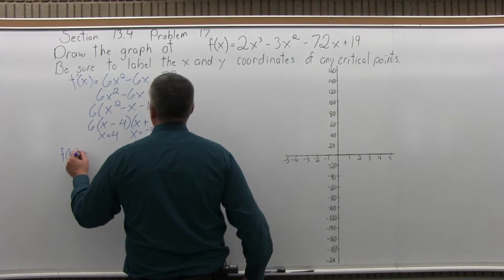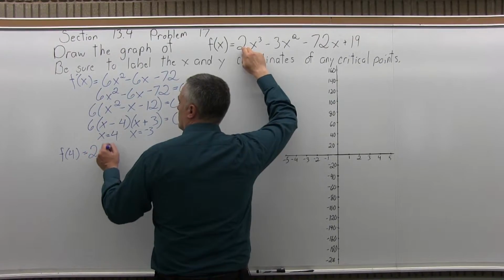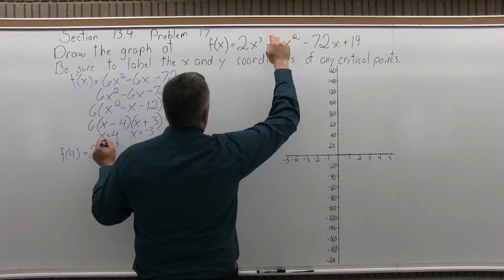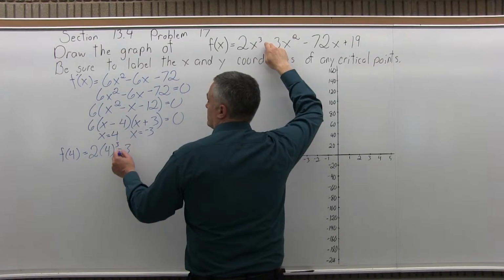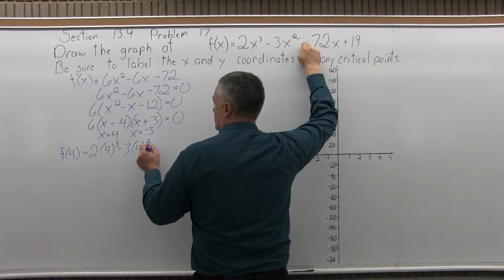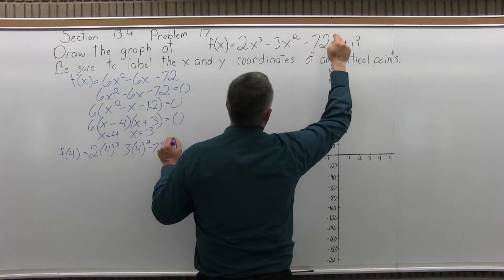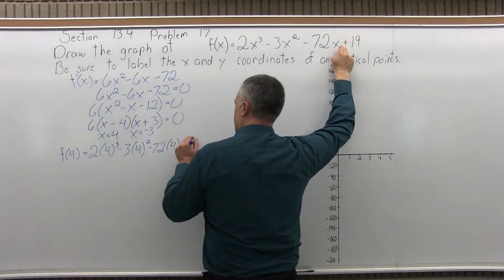So f of 4, the 2x cubed becomes 2 times 4 cubed. Minus 3x squared is minus 3 times 4 squared. Minus 72 times x is minus 72 times 4. And then plus 19.